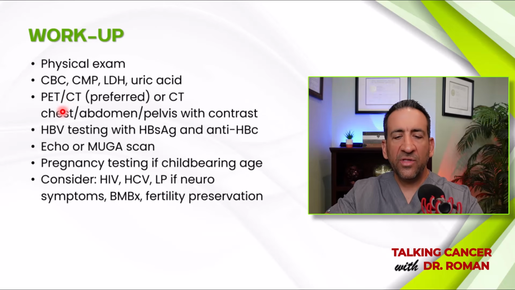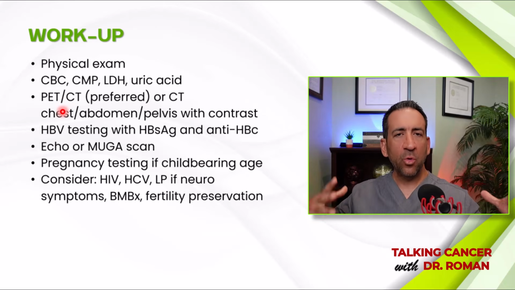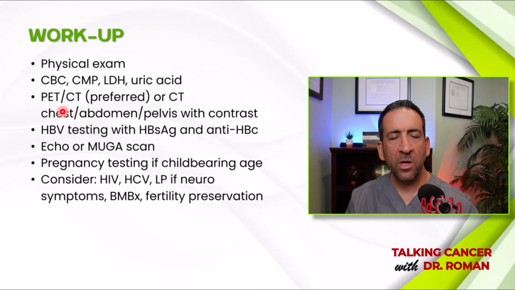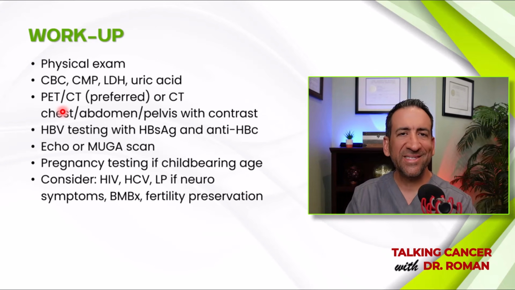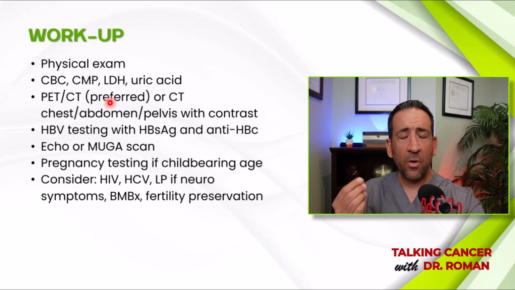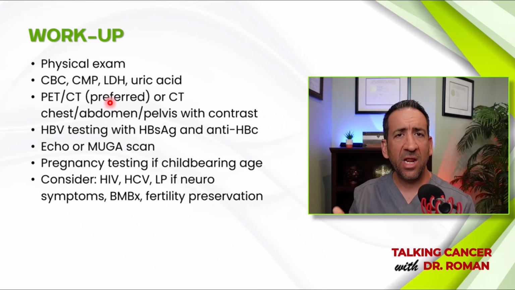Now, the other test that we are going to want to perform is some sort of a picture of your body. We want to know, where is it that you have lymphoma? This is what we call staging. Okay, staging is very important. Now, a PET CT scan is preferred. This is the number one test because lymphomas light up big time on a PET scan. A PET scan uses a fluorescent molecule together with sugar, and wherever you have lymphoma, that lymphoma will eat up that sugar and it will light up. It will light up like a light bulb and you will see it on a PET scan.